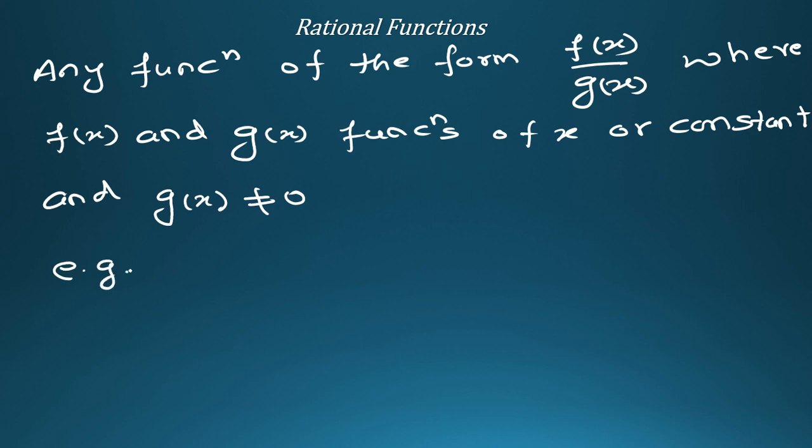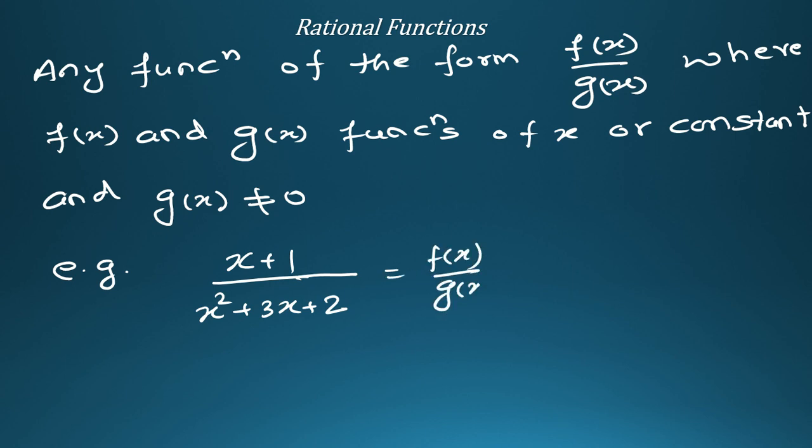For example, we can have like (x plus 1) upon (x square plus 3x plus 2). See, this is a rational function. Why? Because it is in the form of f(x) upon g(x), where numerator is x plus 1, it is a function, and denominator also it is a function, and of course it is not equal to 0. And if it can be equal to 0 for any value of x, then that value of x will not be considered. That we'll discuss later on.